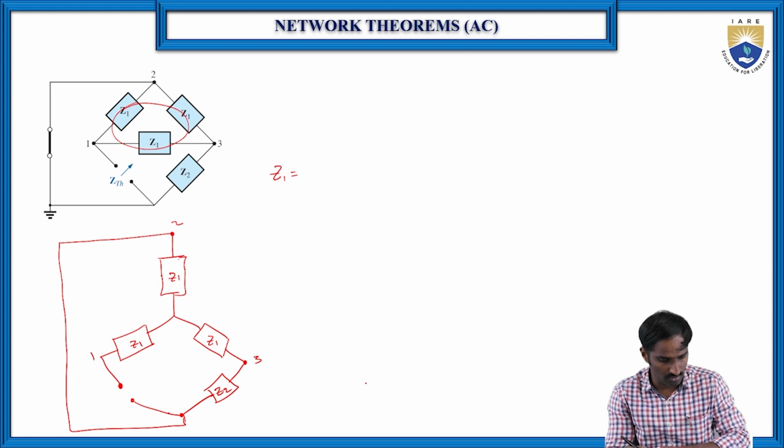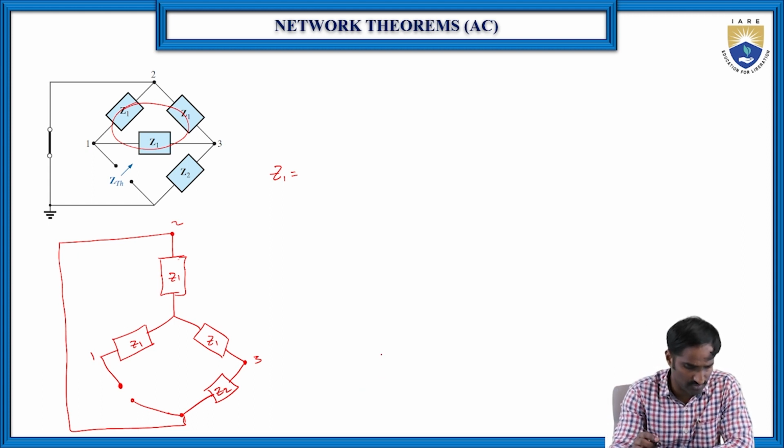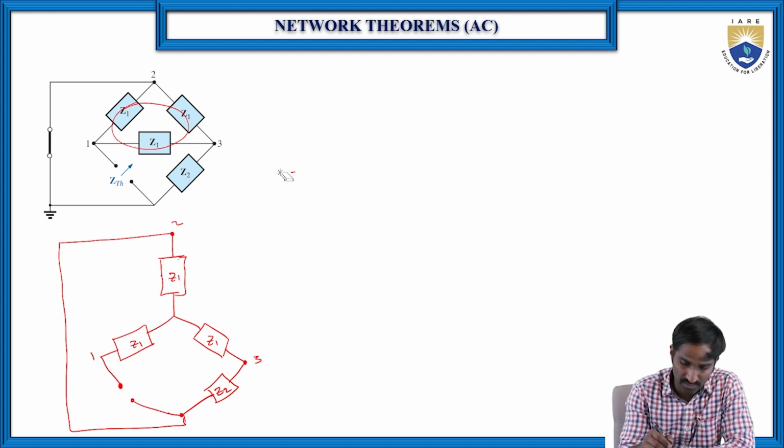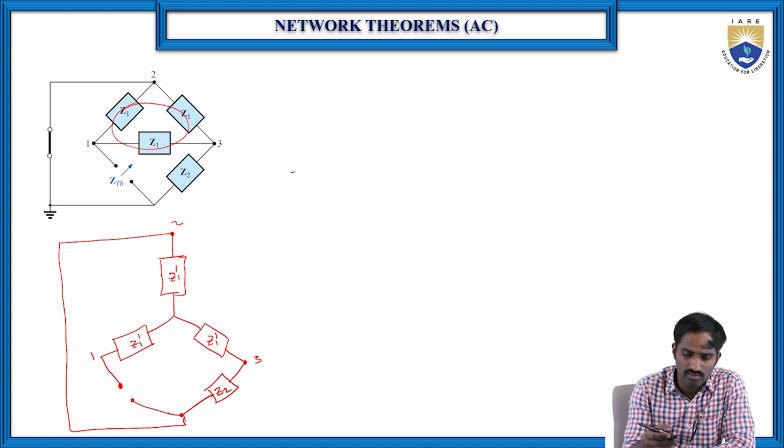To convert this one, here Z1 is equal to Z1 dash. First we need to find, let us consider not Z1 but this one, because it is already Z1 dash, Z1 dash and Z1 dash. Because this is star to delta, and all three impedance values are the same, we can simply write Z1 dash, which is equal to Z1 by 3.